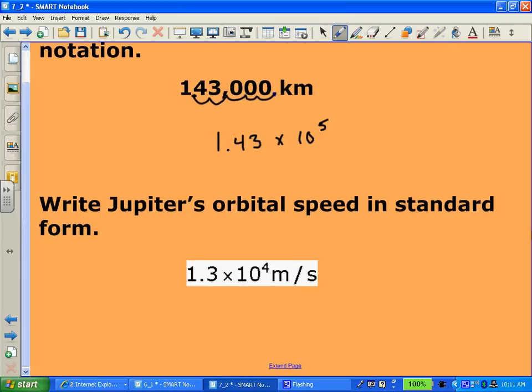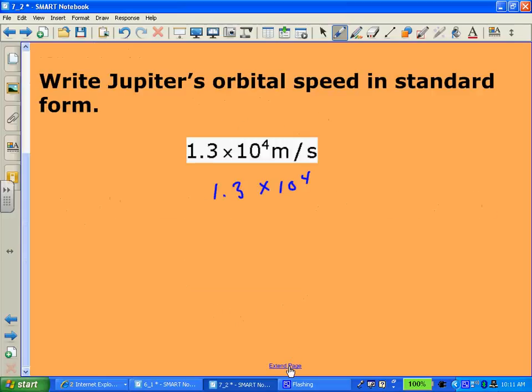One more here, if I have Jupiter's orbital speed and I want it in standard form. So I have 1.3 times 10 to the 4th, so that means I'm going to take 1.3 and move it 4 spots to the right. So that's going to give me the number 13,000 meters per second for orbital speed.